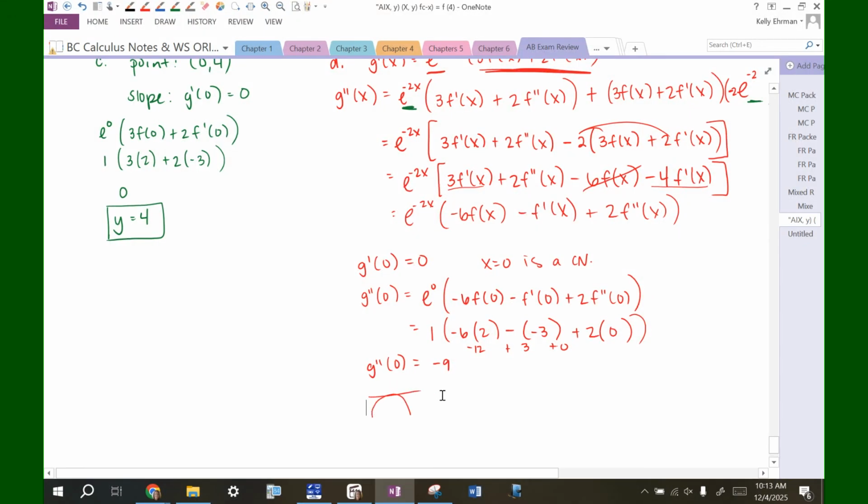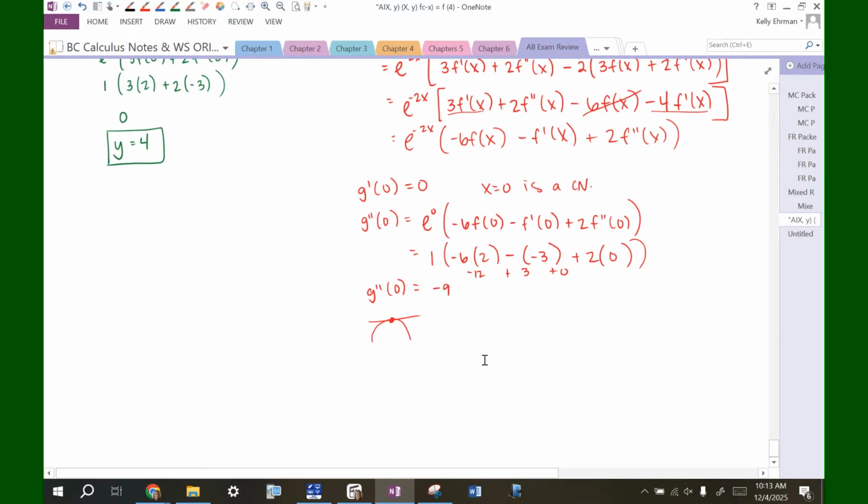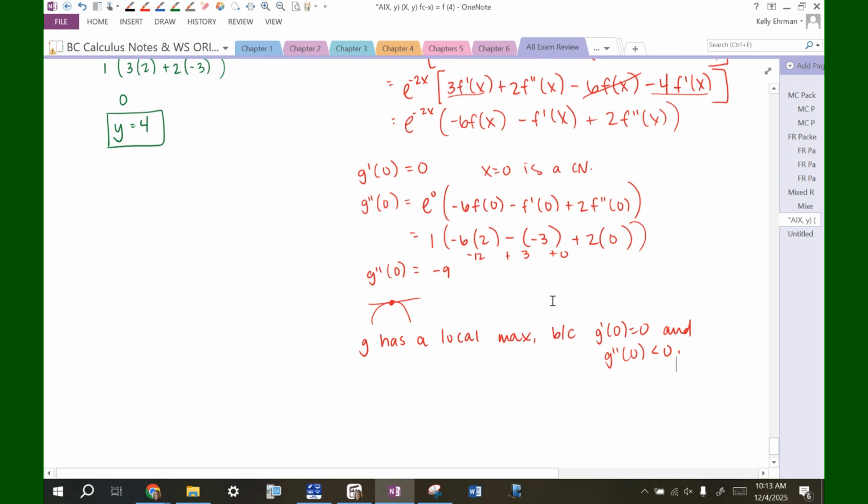So what does that mean? It means that this critical number where we have a horizontal tangent is a relative max. What's my justification for that? I'm going to say g has a local max because g prime of 0 equals 0 and g double prime of 0 was less than 0. You don't have to go into the full explanation. This is all you need.